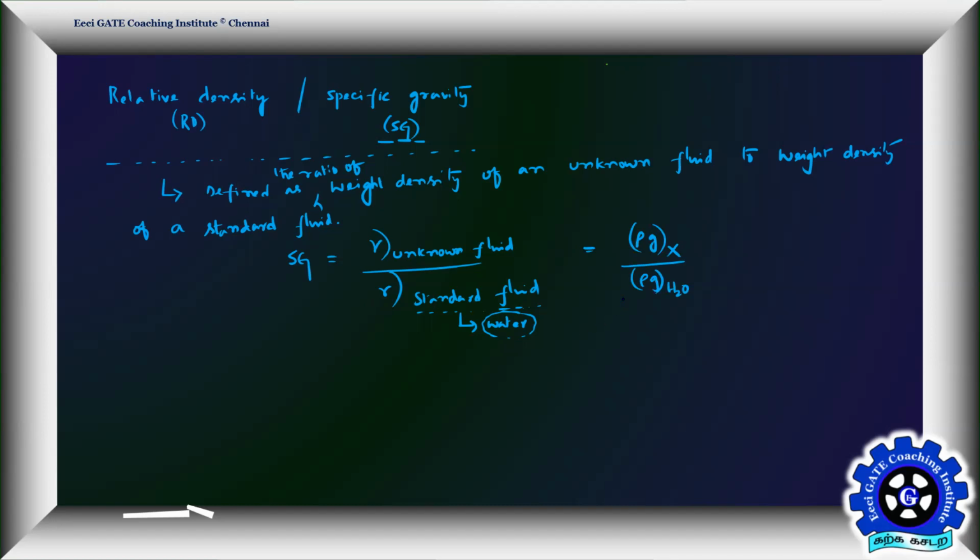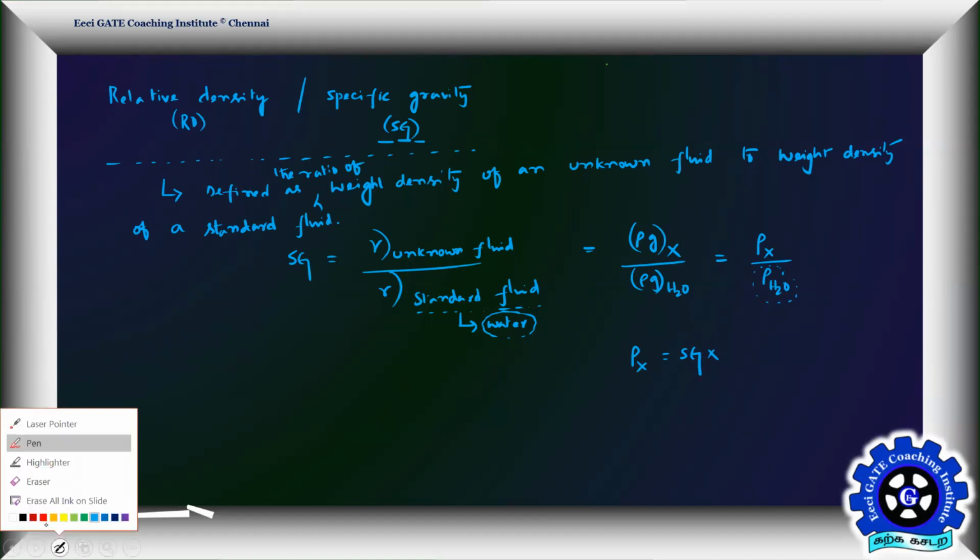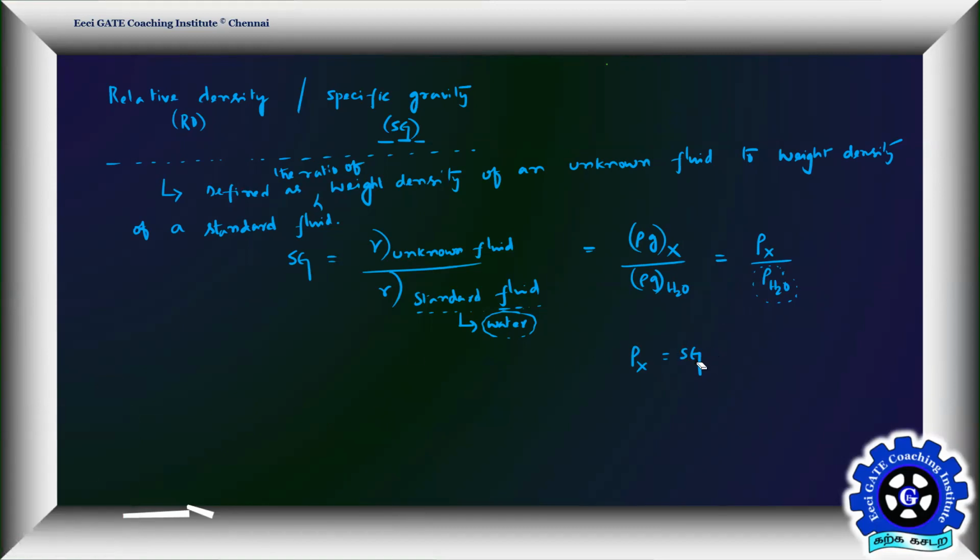If I assume that both fluids are on the same planet, suppose the Earth, g will be cancelled off, which leads to mass density instead of weight density. So rho of x to rho of water. This rho of water, we know in SI units, is 1000. So rho of x can be calculated if I know the specific gravity from the experiments. So this is SG multiplied by 1000.